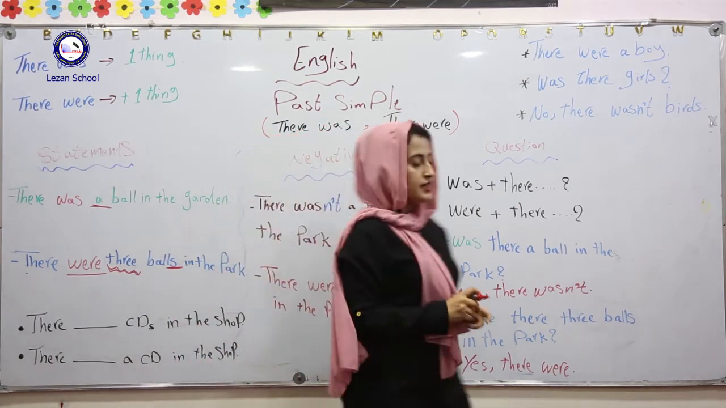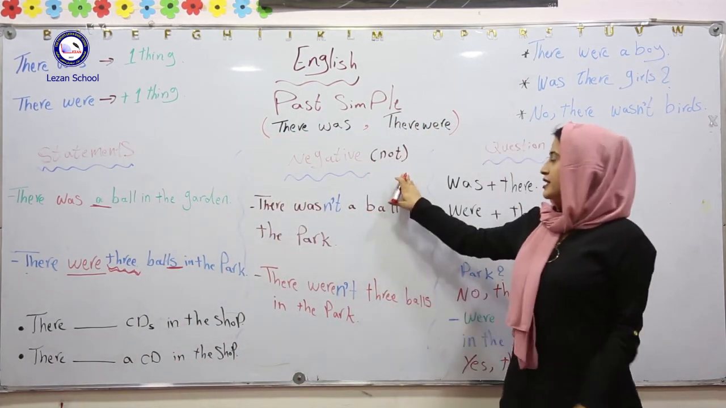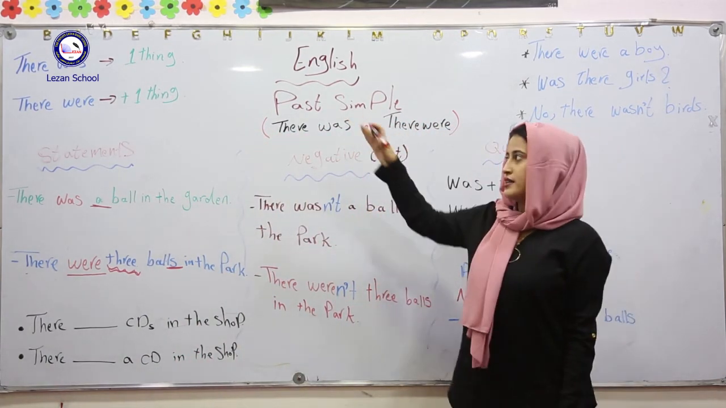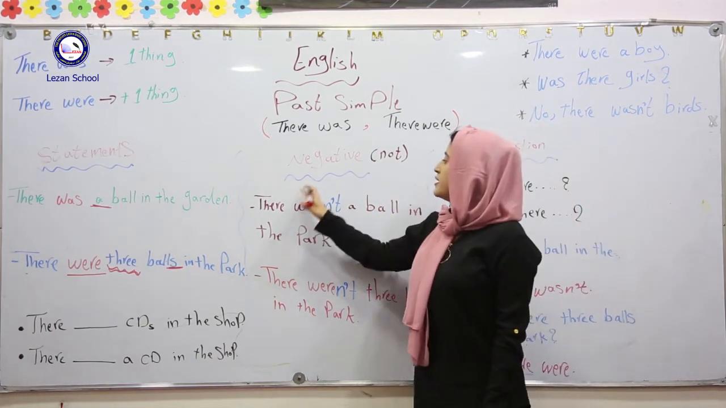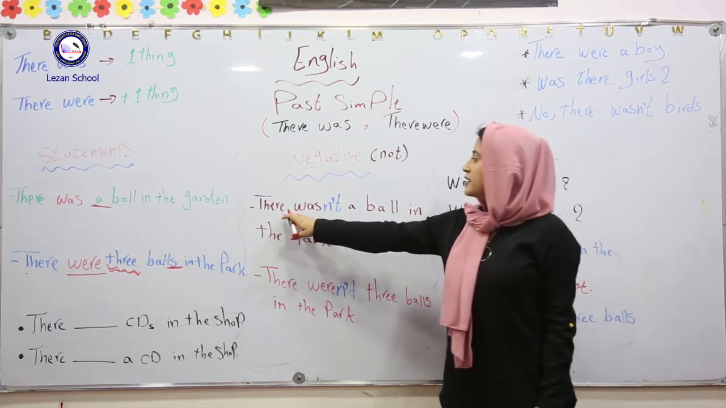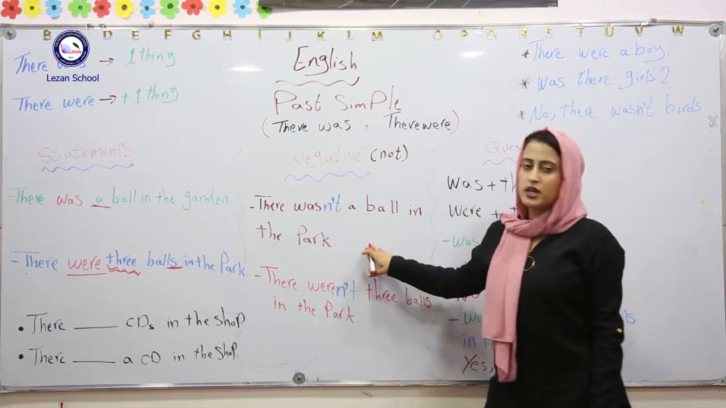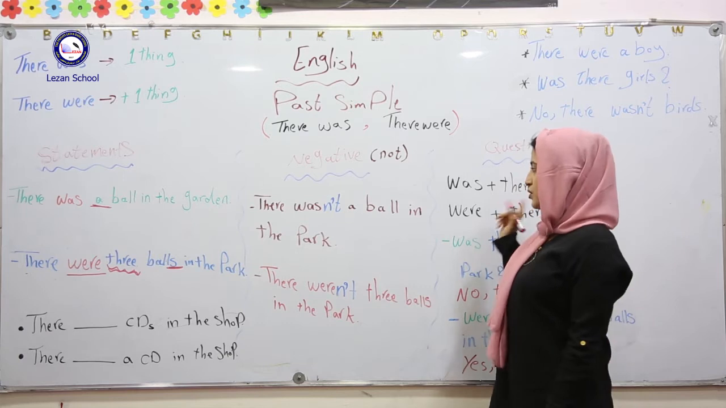And for the negative form, we only add not to was and were. For example, there wasn't and there weren't. These are the examples. There wasn't a ball in the park.